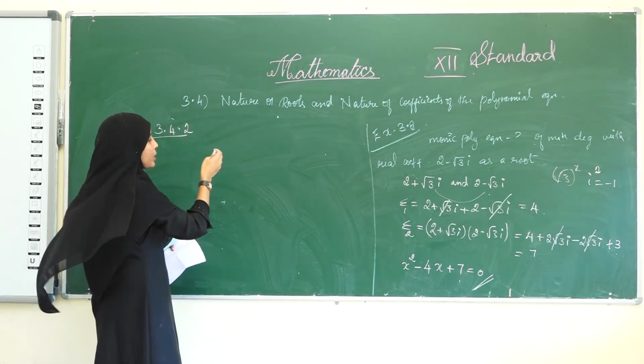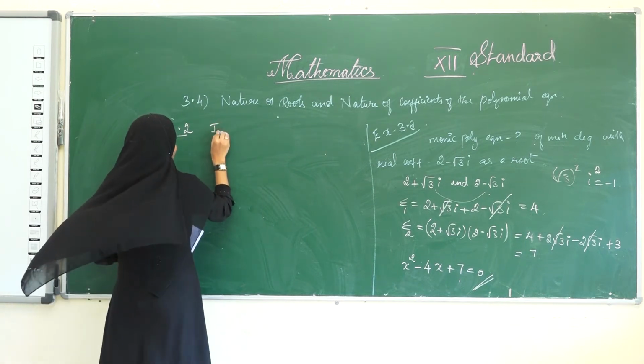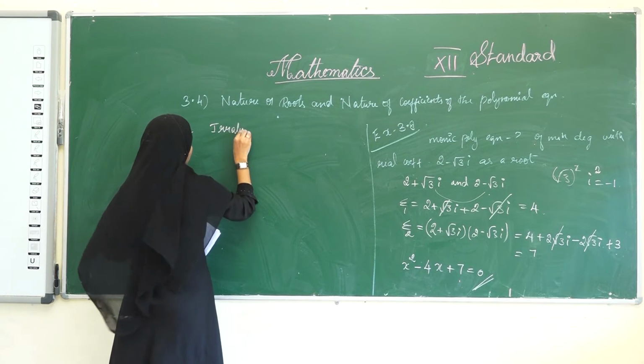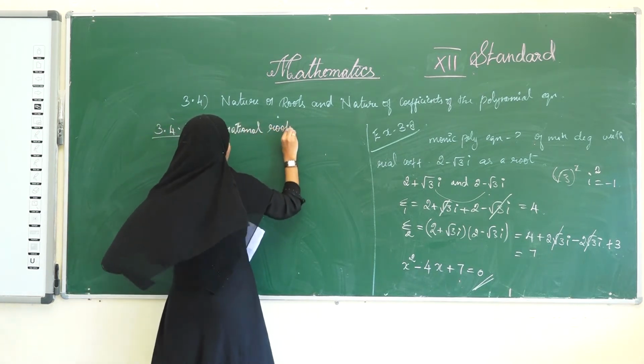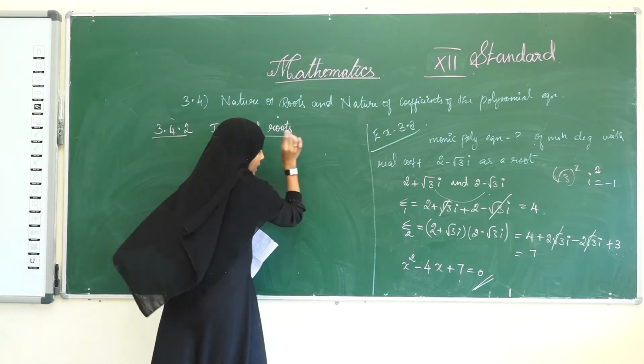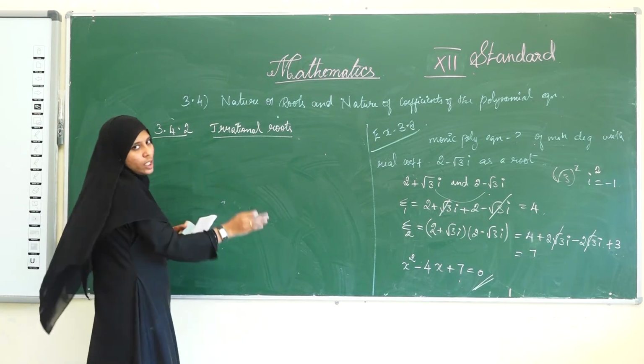3.4.1, what root is that? It is an imaginary root. Now it is irrational roots. We have learnt irrational numbers. What are irrational roots? The roots will be in the form of irrational numbers.